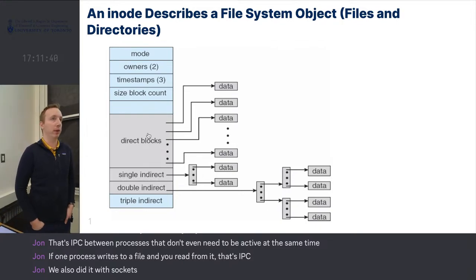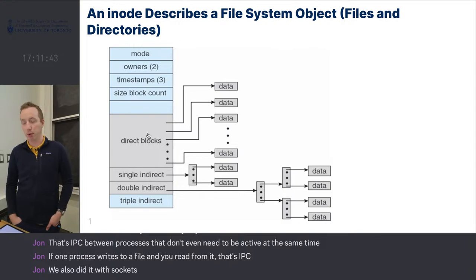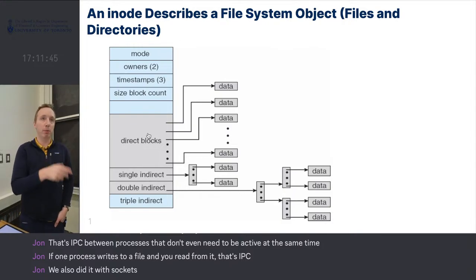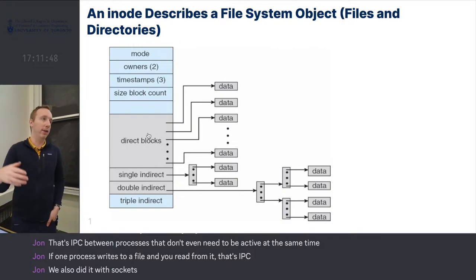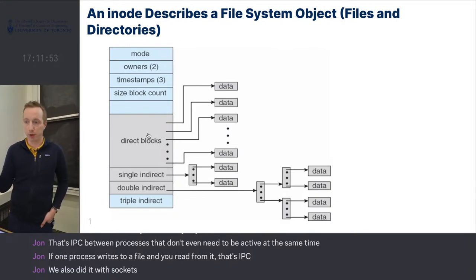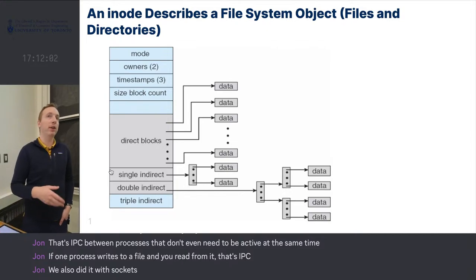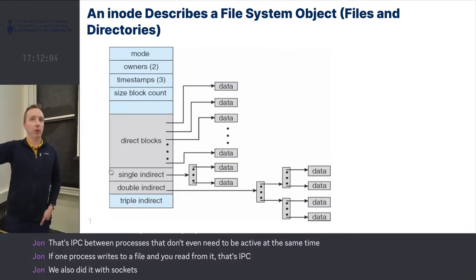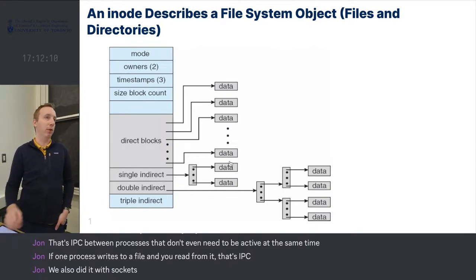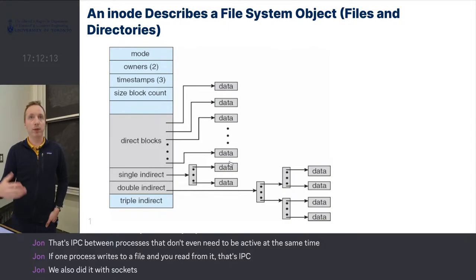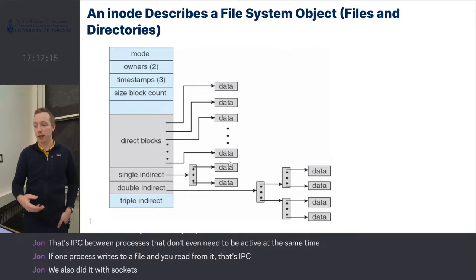In the case of Linux, there are 12 direct blocks. So there are 12 spaces there that point directly to a block. In the case that the file takes up 12 blocks or less, we don't have to allocate a block just for pointers. So if the file is bigger than 12 blocks, we have an entry that points to a single indirect block. That will point to a block that is full of pointers, and each of those pointers points to an actual block that represents the data. So this is where we left off last time with our 16 megabytes. That could be done through single indirect.